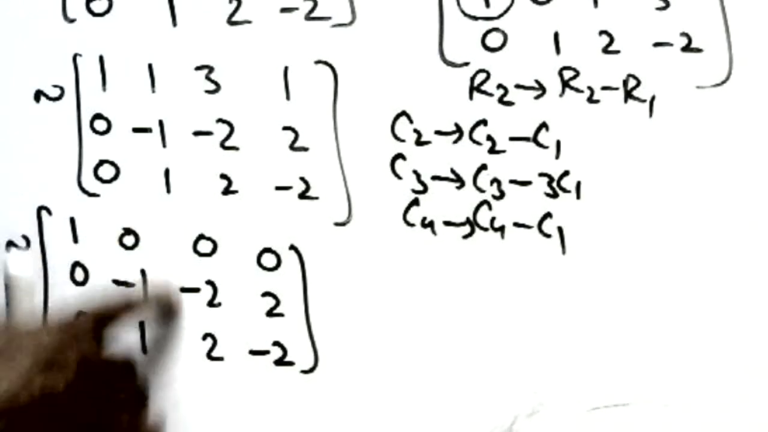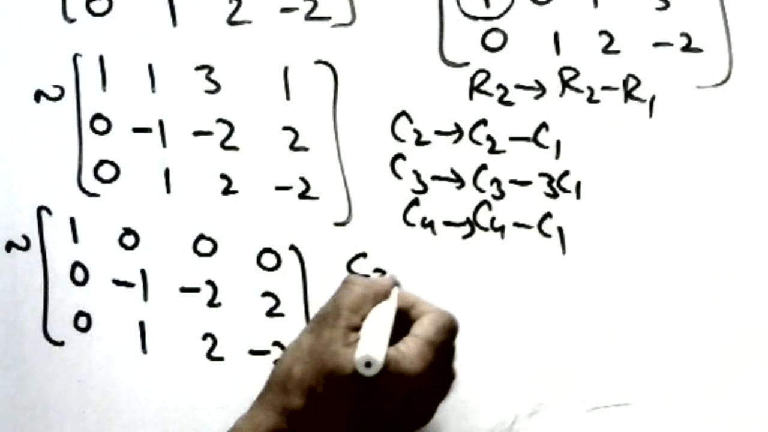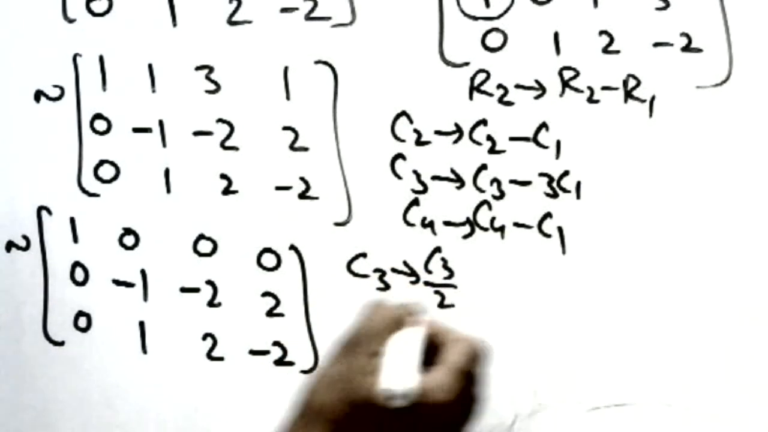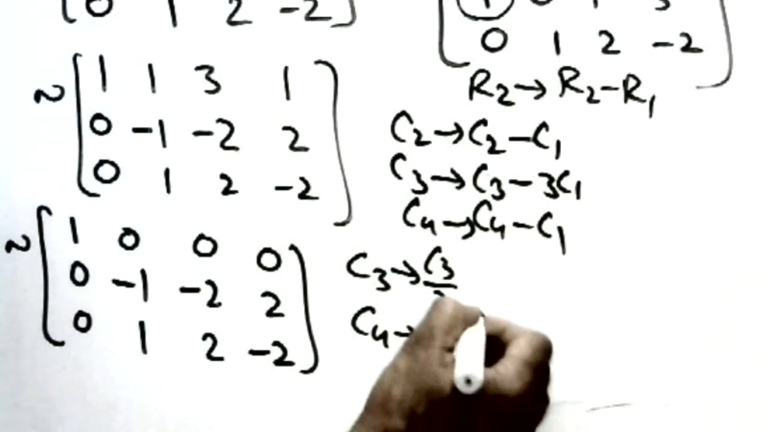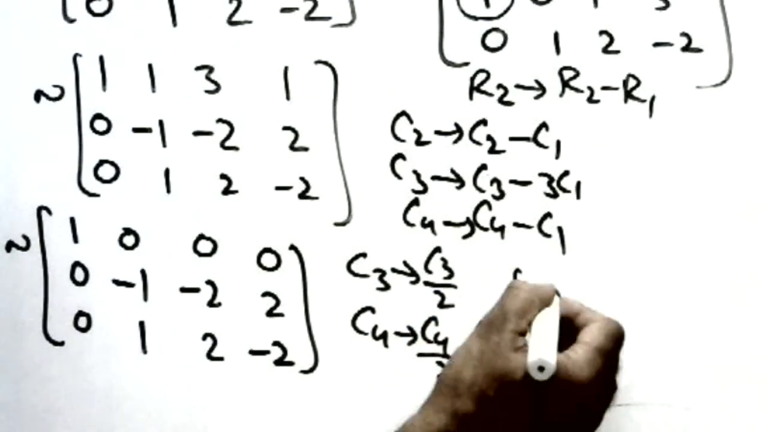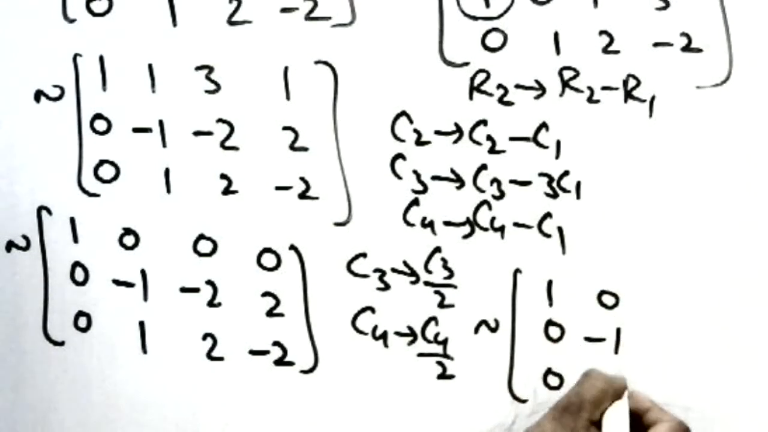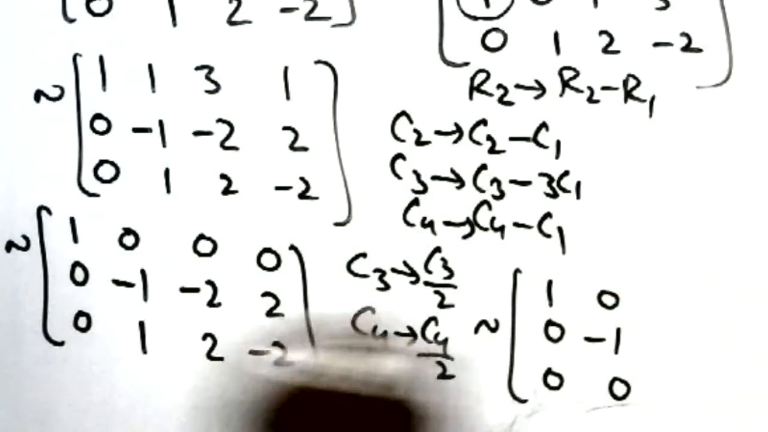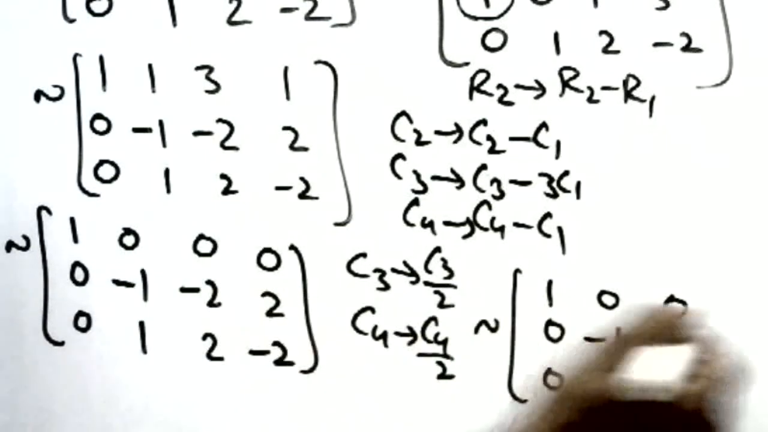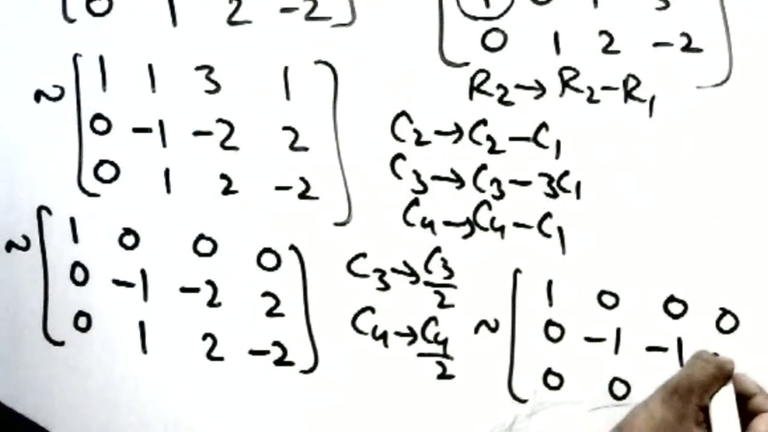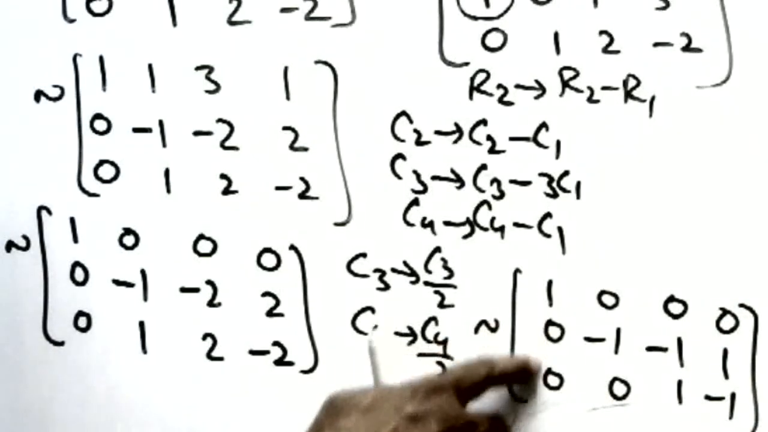Now see here, we can take 2 common here and 2 common here. Let it change: C3 implies C3 by 2 and C4 implies C4 by 2. I'm writing here itself 1 0 0 0 minus 1 0. If we take common 2 here, it will be 0 minus 1 1. If we take common 2 here, 0 1 minus 1.